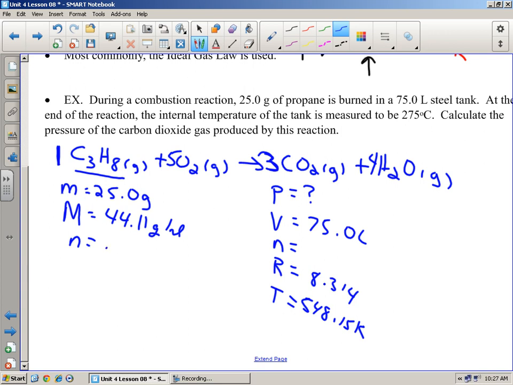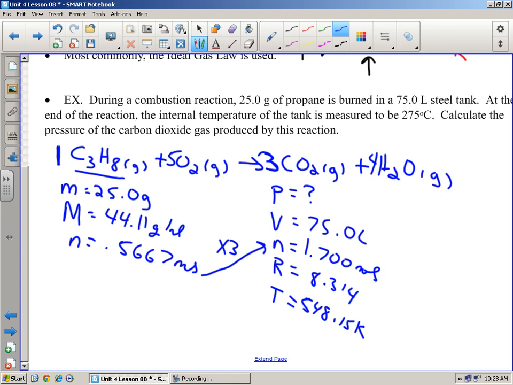So 0.5667 moles. And remember, for every 1 mole that I burn, I get 3 moles of carbon dioxide. Well, I'm burning 0.5667 moles, so I would get times 3, right? 1.700 moles. And now I know n, R, T and V, and I can find P.